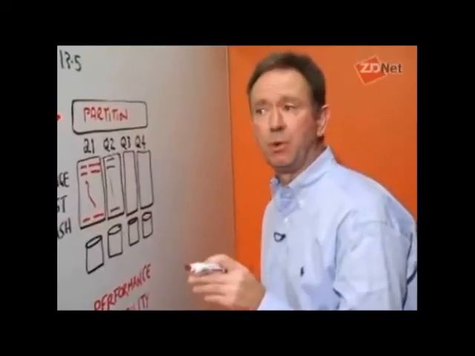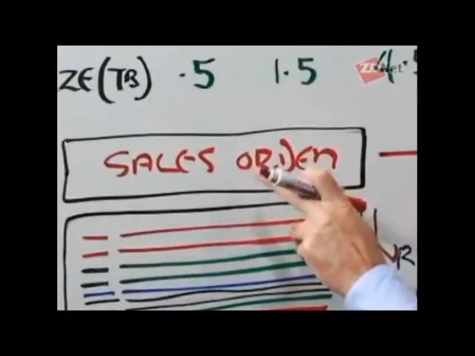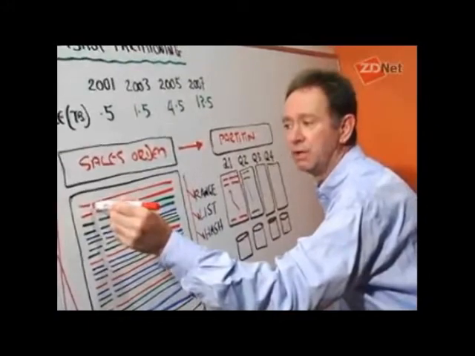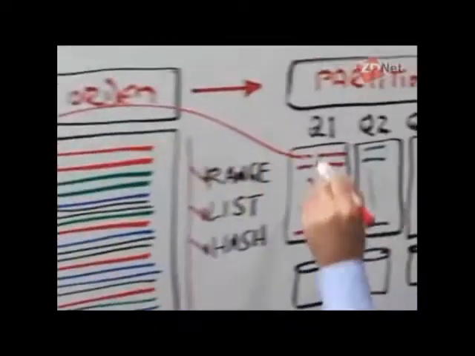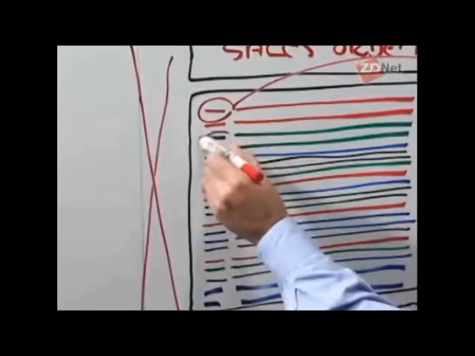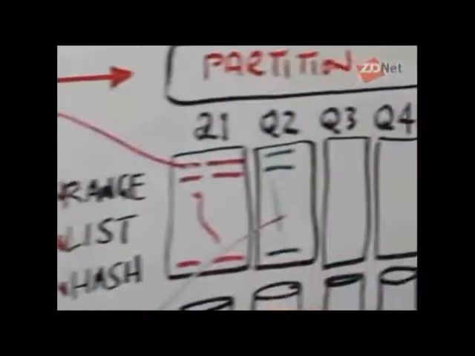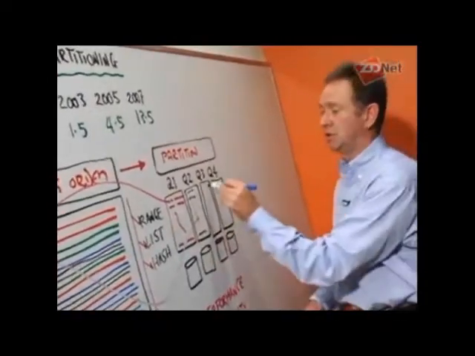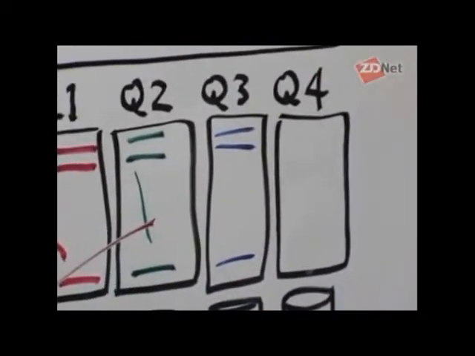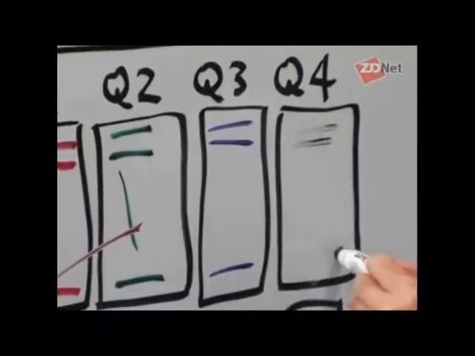So in our example, we're going to take our sales order table and we're going to partition it up into 4 quarters. So any rows that were in January, for example, are going to appear in quarter 1. Any rows that appeared in, say, the month of April are going to appear in quarter 2. We're going to insert similarly rows into quarters 3 and quarter 4.